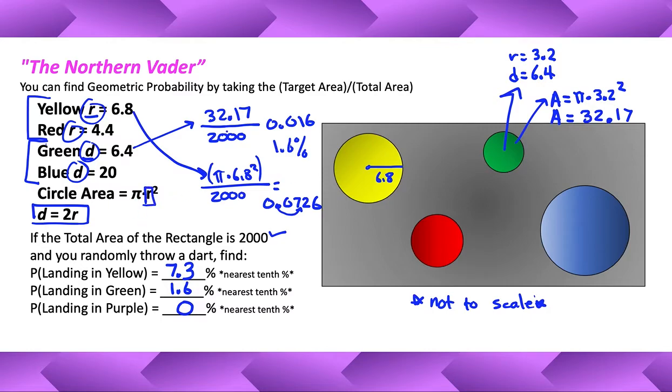Use pi or use 3.14. You should be pretty accurate. The best way to do it, honestly, is just to put the whole thing into one calculation, because there's the area of your circle, there's the total, target over total. You get right to the decimal, and then round carefully. Remember, the tenth of the percent is actually the second decimal place. So round carefully, students, and everything will be just fine. That's the Northern Vader.